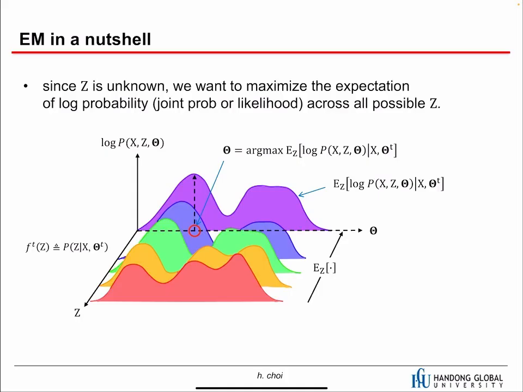For those who don't understand what this expectation maximization does, we have another slide here. Okay, so we are done with all the equations and everything. And this one is additional explanation. Since z is unknown, we want to maximize the expectation of log probability, or joint probability, or likelihood across all possible z. So if we use the best z, okay, this one is a z.